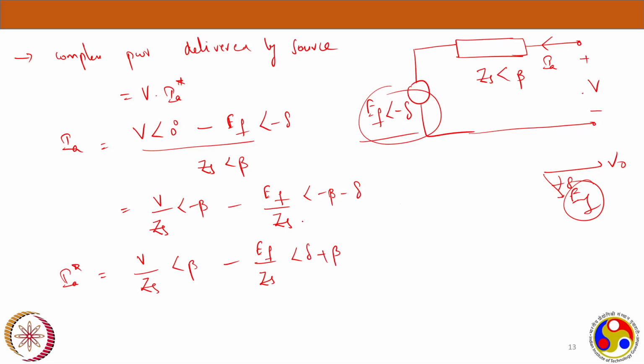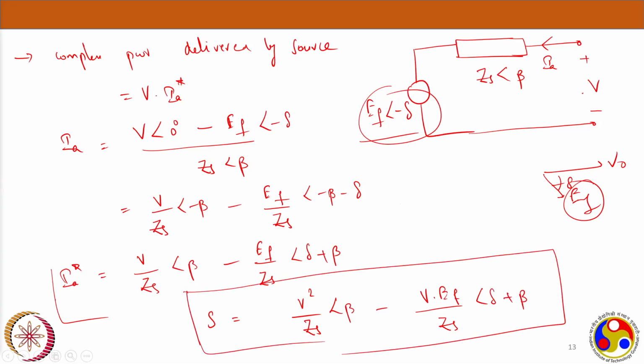Now S is nothing but V multiplied by this Ia star. So multiply V for the entire expression. You will get V square by ZS at an angle beta, minus V into EF by ZS at an angle delta plus beta, right? So now this is the complex power delivered by the source.